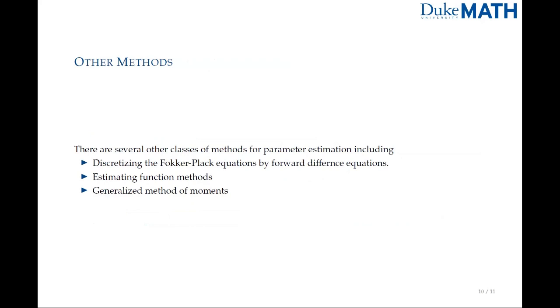Since my time is nearly up, I would just mention that there are several other classes of methods for parameter estimation, which include discretizing the Fokker-Planck equations with forward difference equations, which we can imagine works great as well. And then there are estimating function-based methods, which are a generalization of likelihood methods, and generalized method of moments methods, which are based on generalizing the moment matching that I talked about earlier.